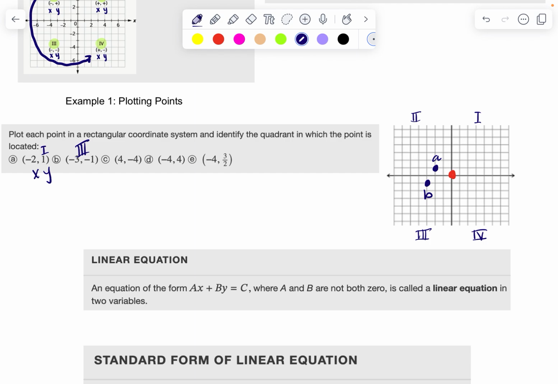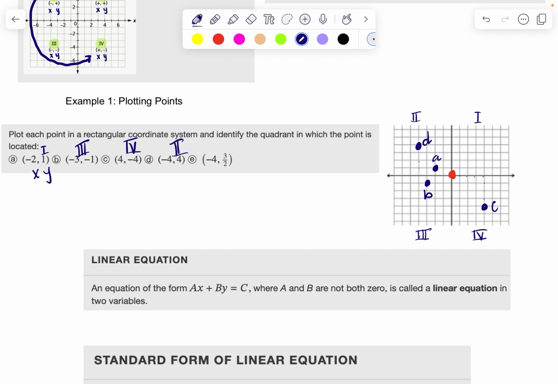4, -4. I'm going to go right 4 and up, or I'm sorry, down 4. That's point C, and that's in quadrant 4. -4, +4, starting at the origin, I'll go left 4 and then up 4. That's point D, that's in quadrant 2.